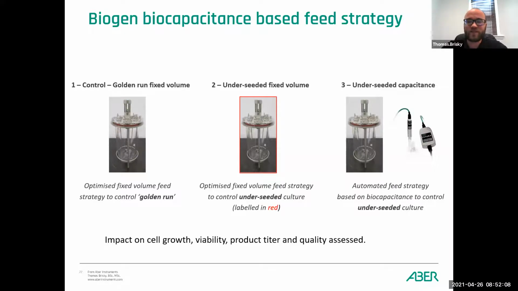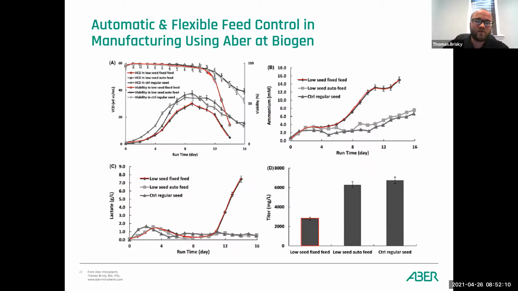and finally product titer. So now, looking at the results from Biogen, we can see these 4 graphs. The first one is viable cell density and viability against time for the 3 strategies that I've just described. The second and third graphs represent undesired impurities, namely ammonium and lactate in the culture. And the last graph is the product titer for these 3 strategies.